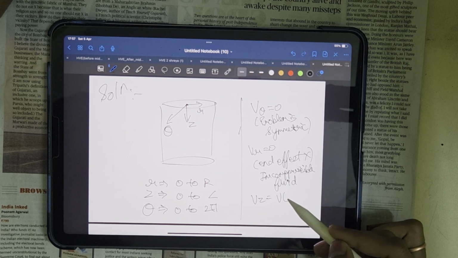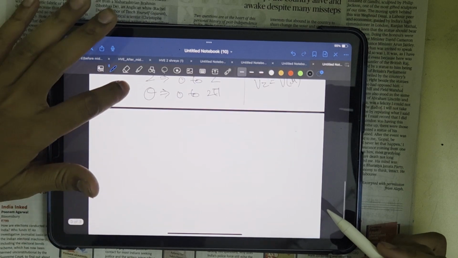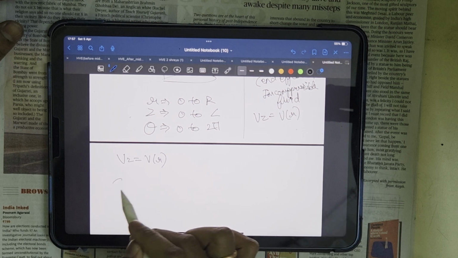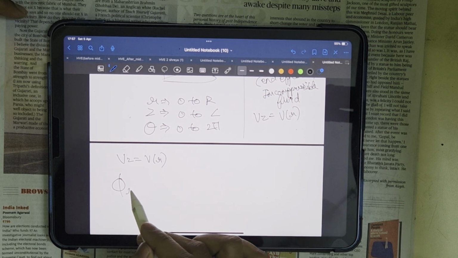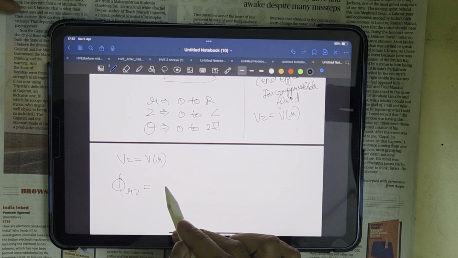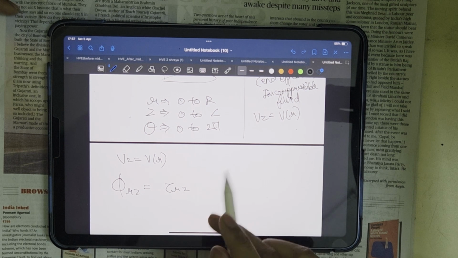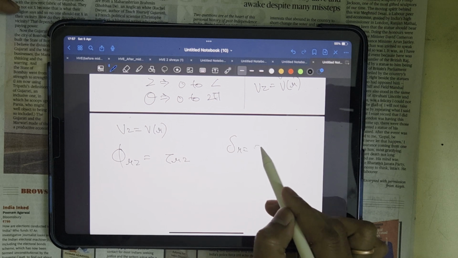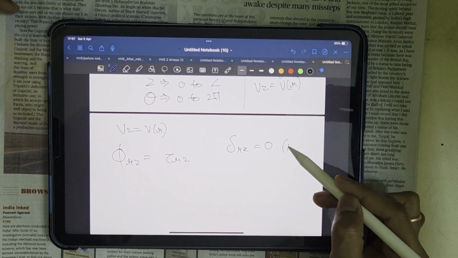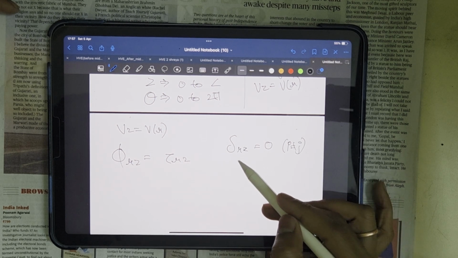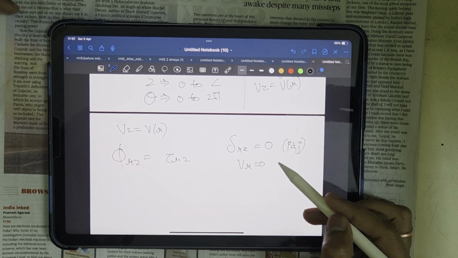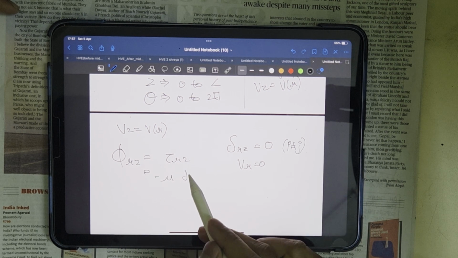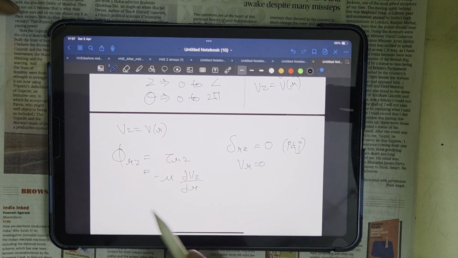Vz is a function of Vr. So we have only one non-vanishing term, that is Vz, which is a function of Vr. Phi Rz will be equal to tau Rz, and other terms are 0. The other terms are 0 because delta Rz is 0 since i is not equal to j, and also Vr is 0, hence the second term is 0. This is equal to minus nu dou Vz upon dou R.